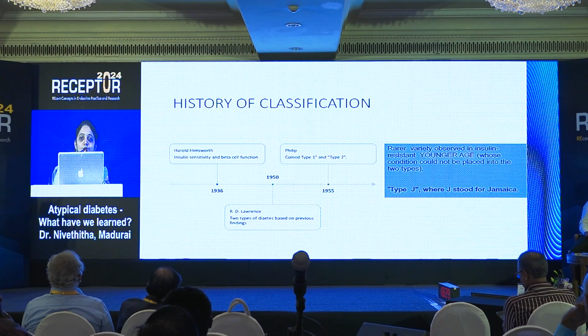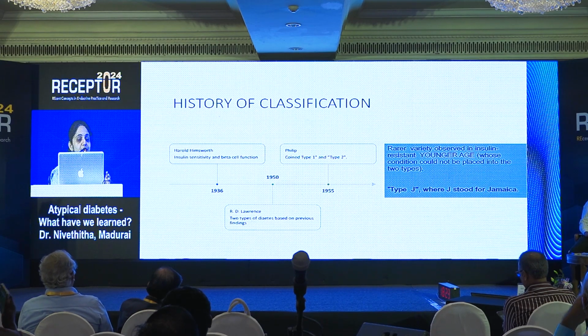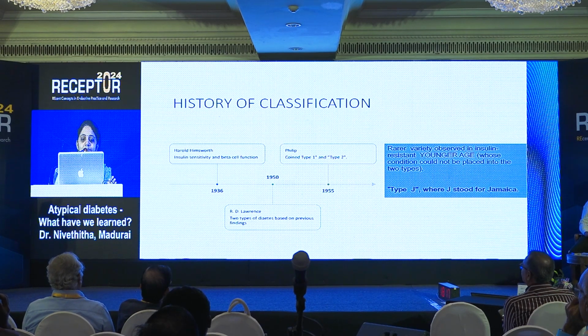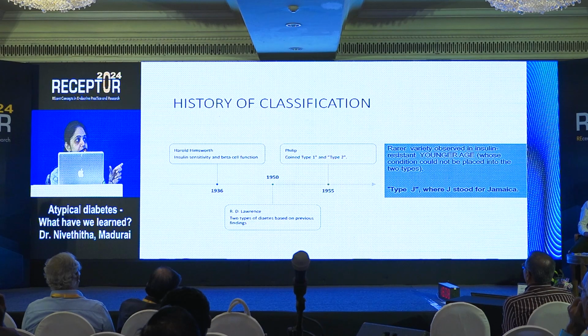So this is how the history of classification of diabetes started, as early as 1936, when they started to work on insulin sensitivity and beta cell function. Harold Himsworth in 1936 gave some basic data, and by 1950, R.D. Lawrence diagnosed that there are two types of diabetes, and by 1955, the term type 1 and type 2 was coined by Dr.